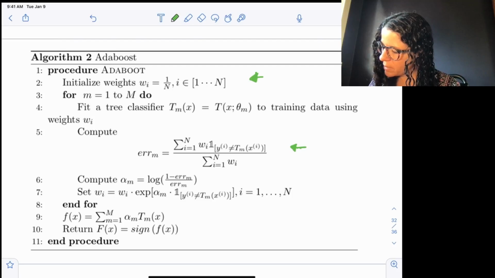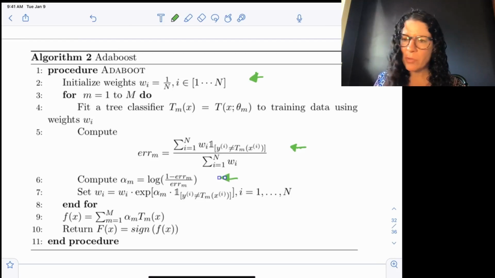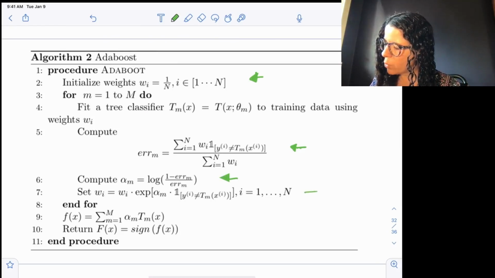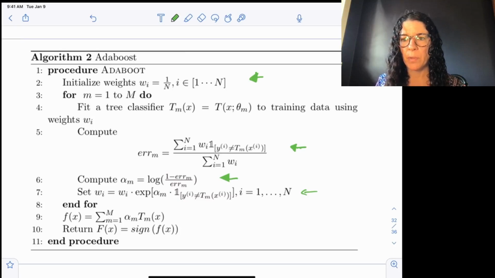Then we compute this value alpha. I'm going to talk about alpha m in a second, but it's the weight we give to that particular tree. Then we reweight every example, and I'm also going to show you what this is doing. Finally, after you have fitted m trees, we sum all of them in a weighted sum, and the final classifier is the sign of that weighted sum.